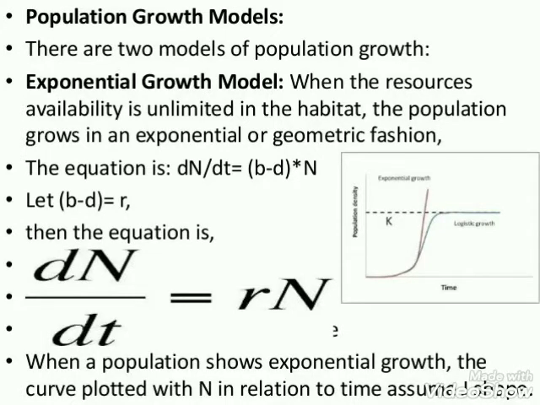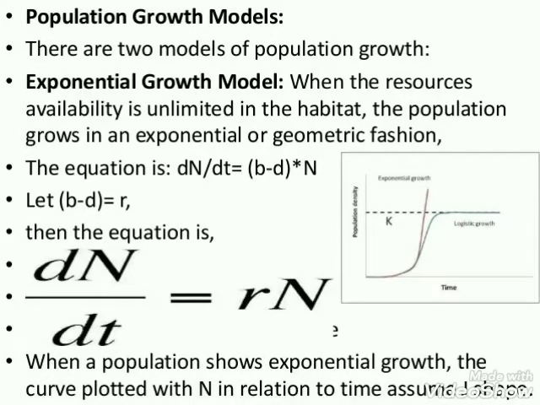Exponential growth model assumes that the resources available in the habitat or in the environment are unlimited in nature. So when the resource availability is unlimited in the habitat, the population grows in an exponential or geometric fashion. This is called the exponential growth model.